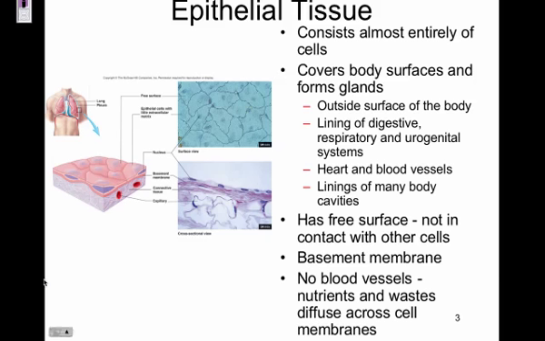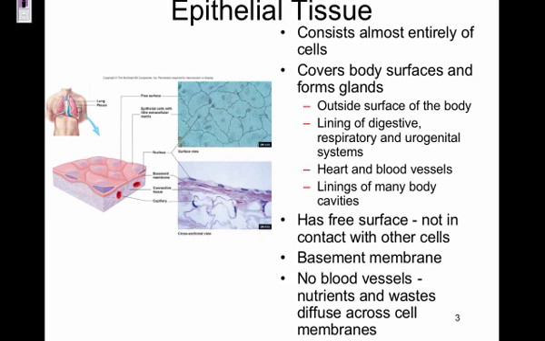So epithelial tissues consist almost entirely of cells, so there's not a lot of extracellular fluid or matrix outside of the cell. It covers all the body's surfaces and forms glands. So it lines the outside surface of the body, lining of the digestive, respiratory, and urogenital systems, heart and blood vessels, linings of many cavities. So anything that is open and is not attached to anything else, like a hollow cavity or a hollow organ, is lined with epithelial tissue, and the skin outside of the body is epithelial tissue.